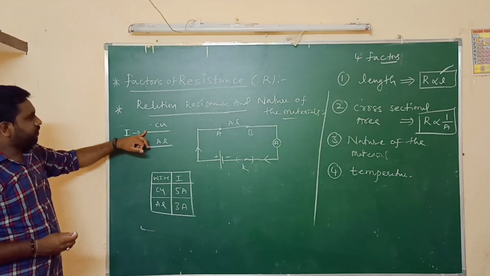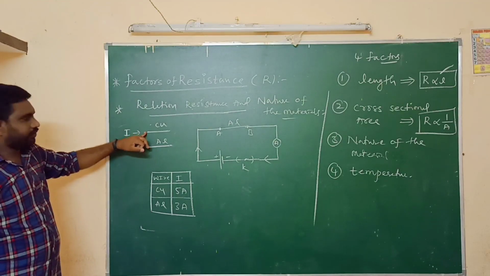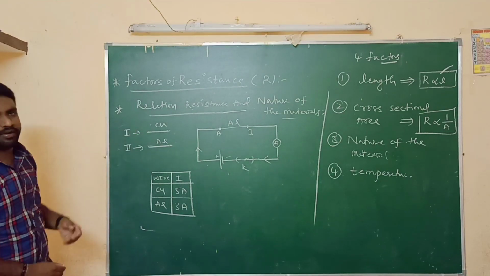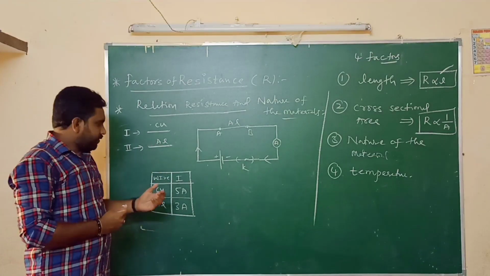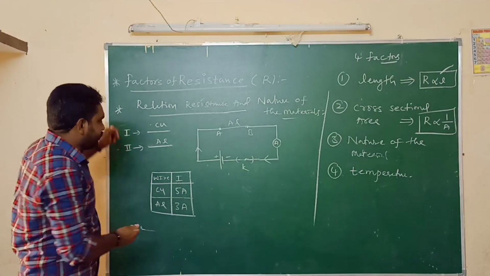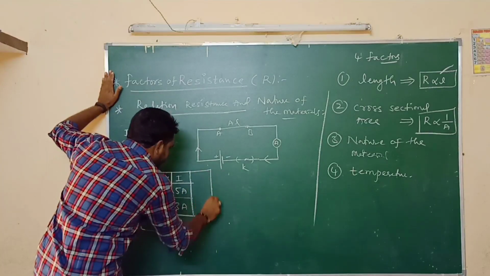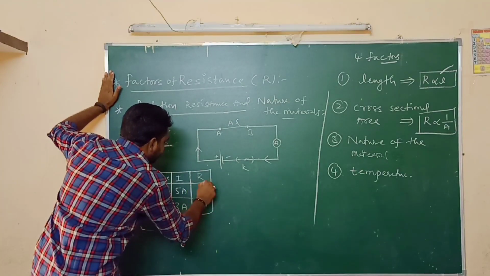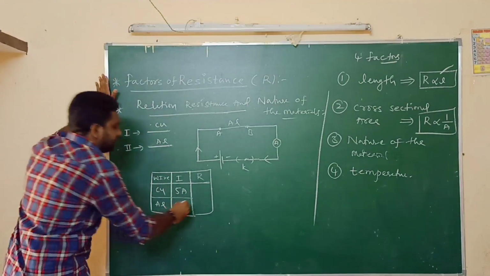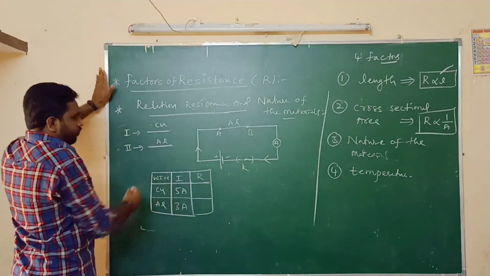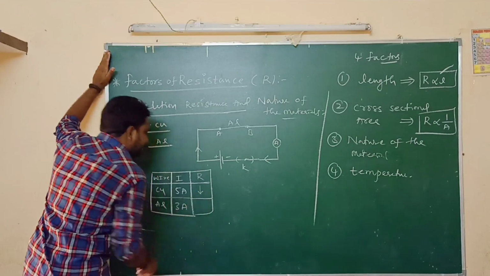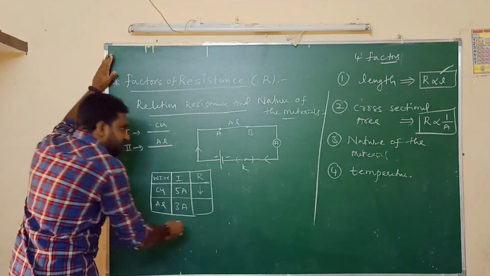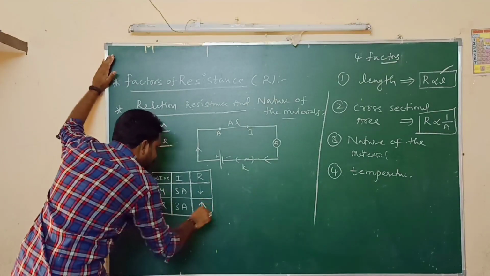The first wire is made up of copper atoms. The second wire is made up of aluminum, that means it consists of aluminum atoms. So in case of copper, current is more. Again we are writing the relation between current and resistance. When more current is flowing, resistance is less. When less current is flowing, resistance is more.